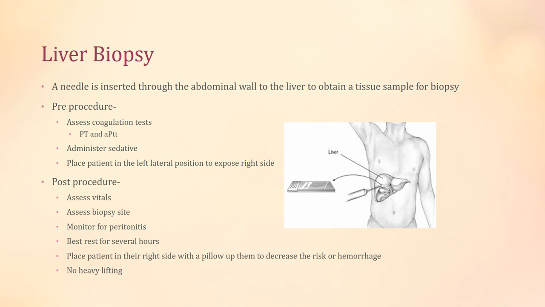So for the liver biopsy, a needle is inserted through the abdominal wall to the liver to obtain a tissue sample for biopsy. For pre-procedure, you're going to assess coagulation tests such as PT and APTT. This is because if your liver is damaged, and this is where your coagulation happens, and it's not doing well, you can't necessarily do biopsies or incisions because you don't have the clotting factors. So you want to make sure that you actually look at those 2 tests.